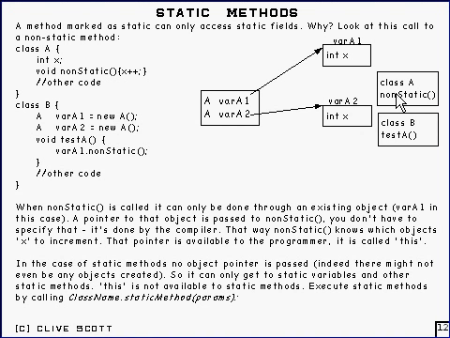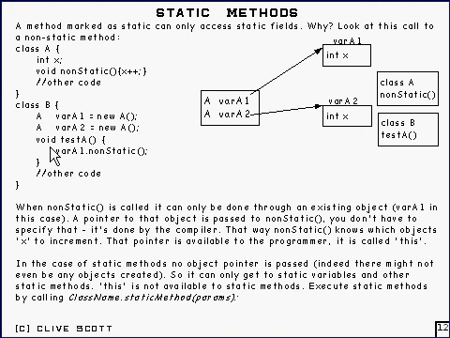And the answer is it knows that because all these calls to non-static procedures have passed into them a pointer to an object, because the only way you can get at a non-static procedure is through a pointer to some object. Yeah, in this case it's A1.